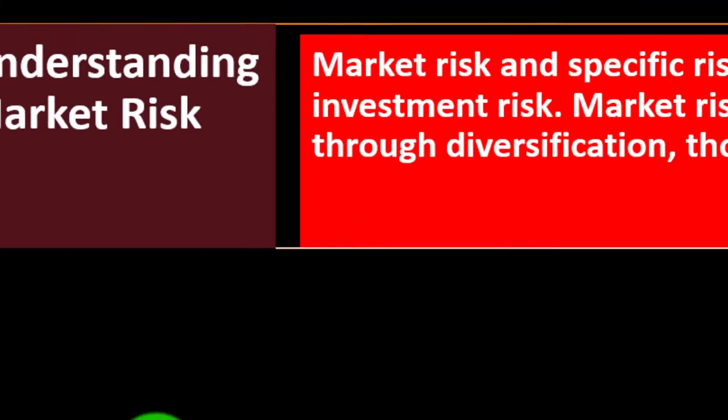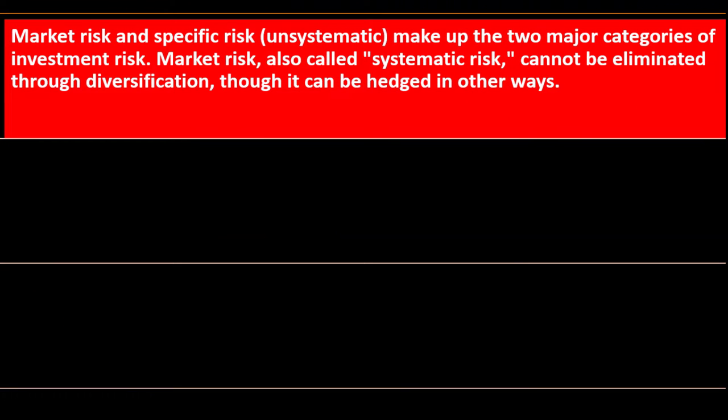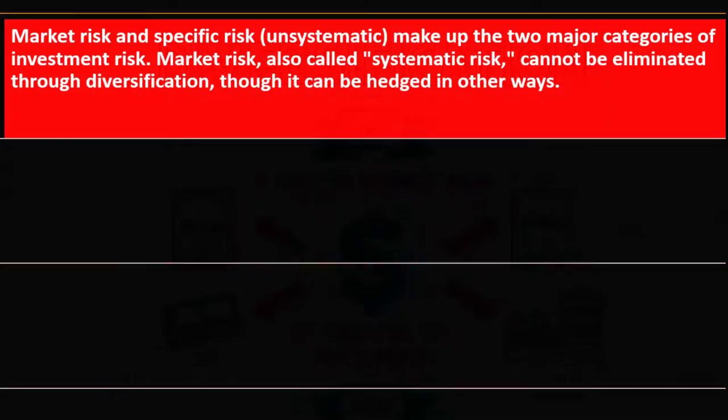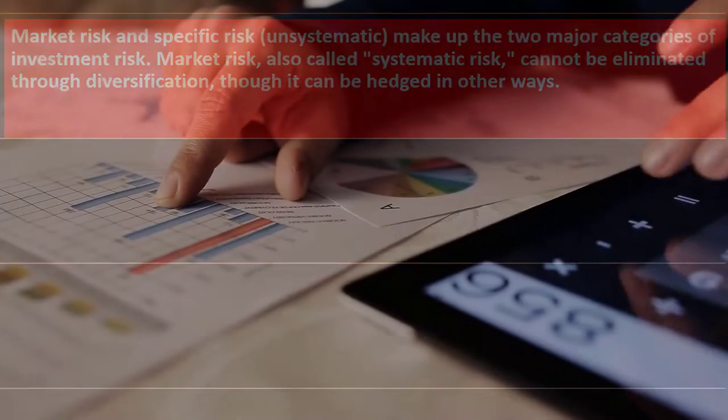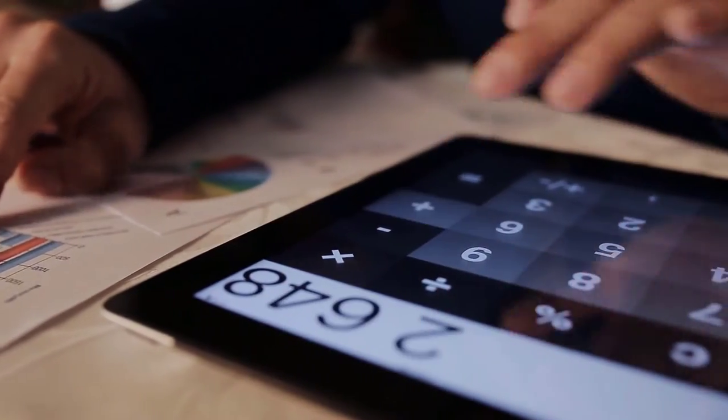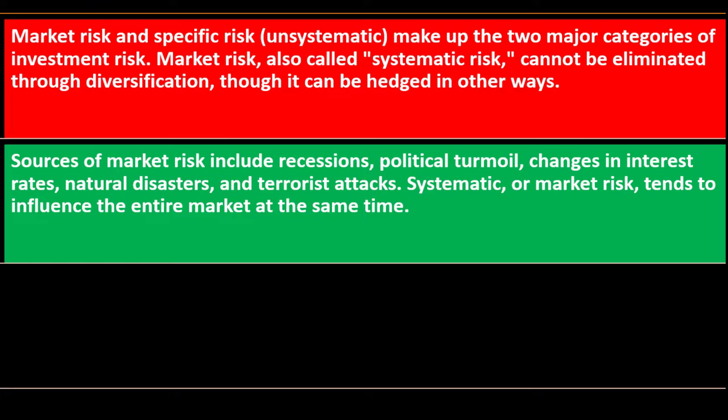Understanding market risk. Market risk and specific risk, or unsystematic risk, make up two major categories of investment risk. Market risk, also called systematic risk, cannot be eliminated through diversification, though it can be hedged in other ways. So if we have diversification within the market, that's one way we typically hedge against risk. But if something happens that decreases the entire market, that diversification within it is not going to safeguard us against that kind of risk.